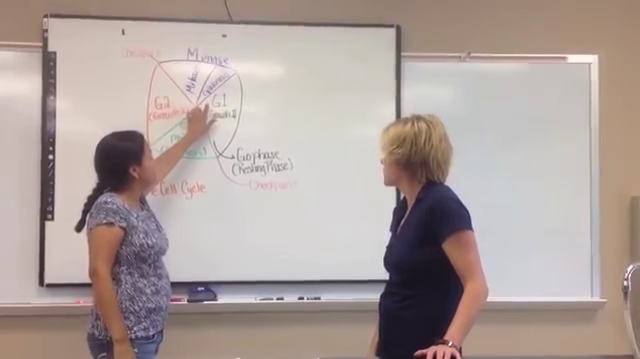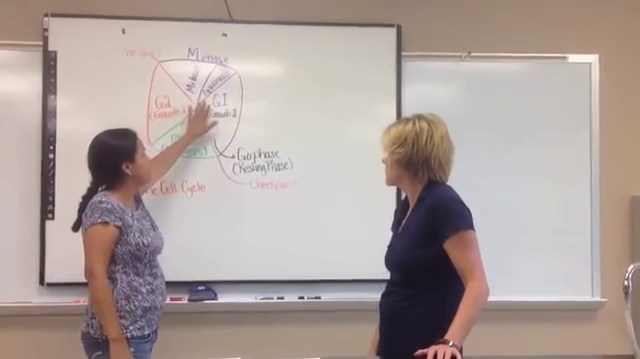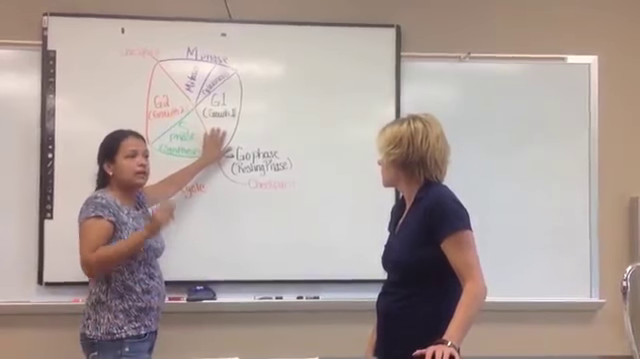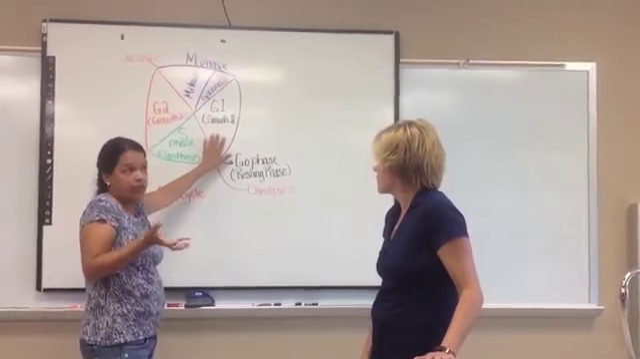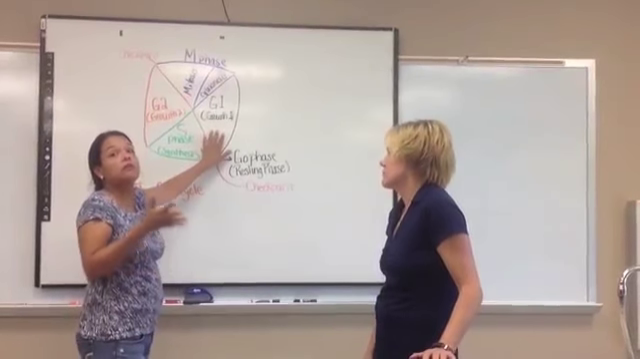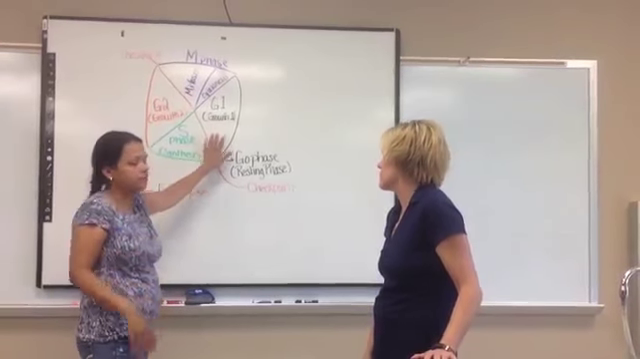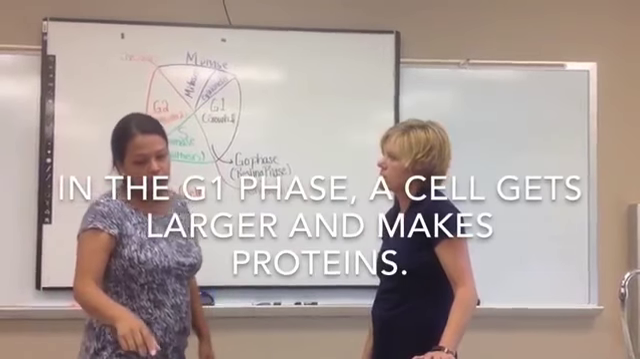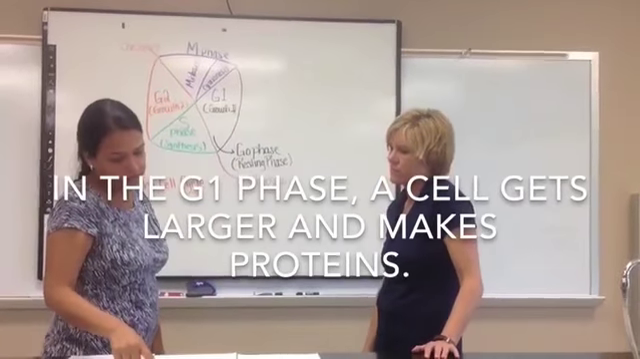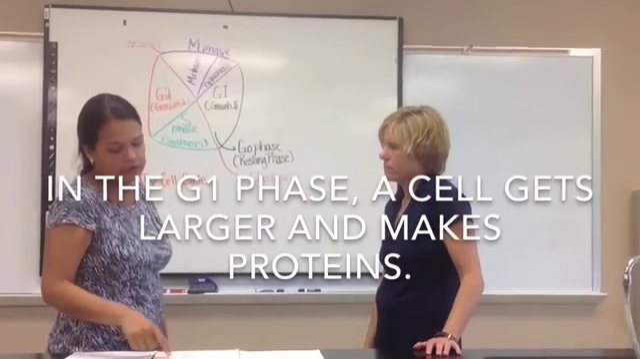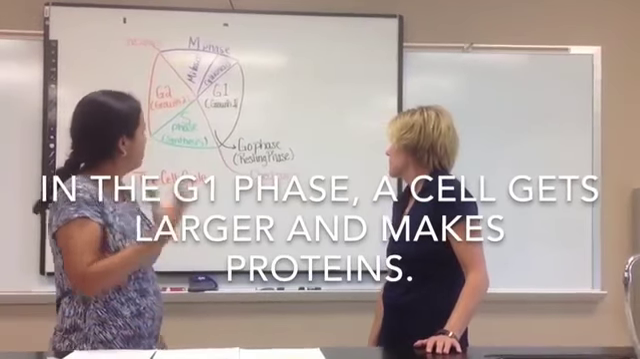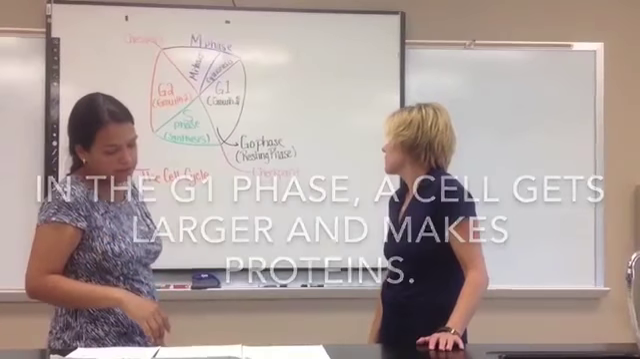So this particular chart right here starts at G1. So this is just a cell growing bigger. So growing bigger, getting ready to divide, but just growing bigger. In this phase, the cell grows and makes new proteins. So in that phase, it's growing, it's making new proteins.